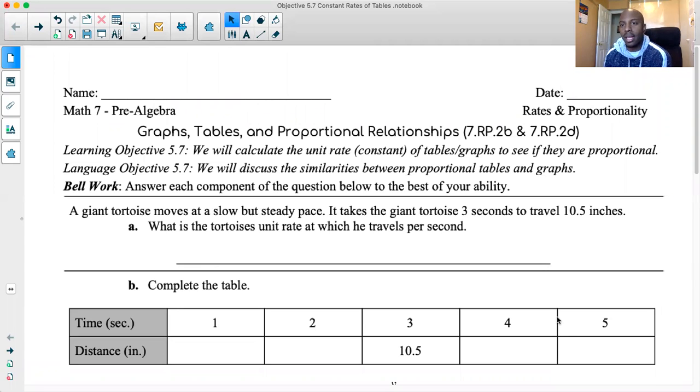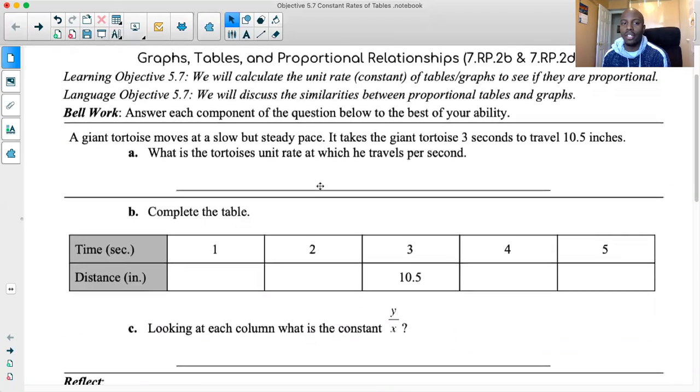All right, this is our lesson right here, and we will calculate the unit rate of the constant of tables and graphs and determine if they are proportional. In the process, we'll discuss the similarities between proportional tables and graphs. To start off with, as usual in all my classes, I would like you to take this moment to pause the video if you need to and begin to work on the bell work. I want you to calculate the unit rate of this tortoise.